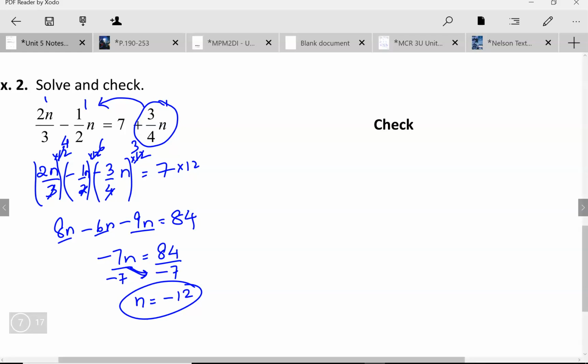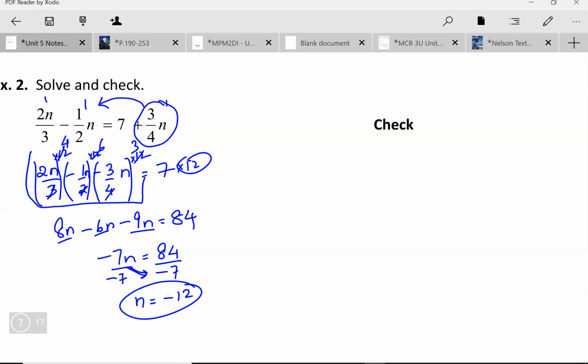You can not multiply the 7 by the 12 yet and just find a common denominator for these three fractions, and then kind of move the 12 to the other side. You can do that. But yeah, there's different ways. We're going to do a check.